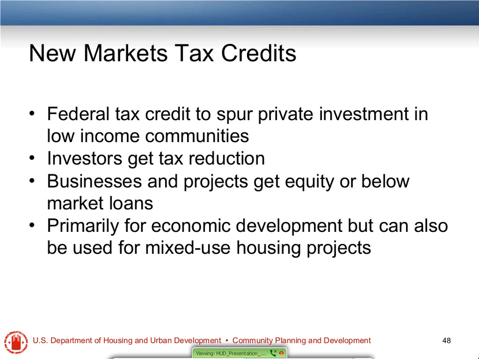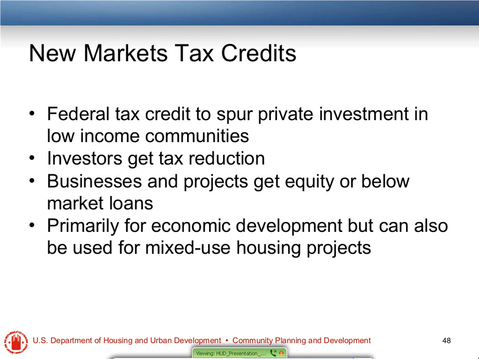The second credit I want to talk about is the New Markets Tax Credit. It's a newer tax credit. It was designed to increase investment into low-income census tracts, and it can be used primarily for economic development type projects which are going to create jobs, or develop additional business opportunities within a low-income census tract.